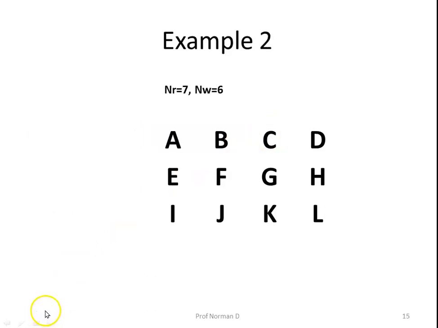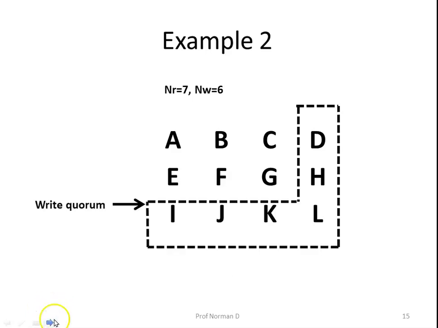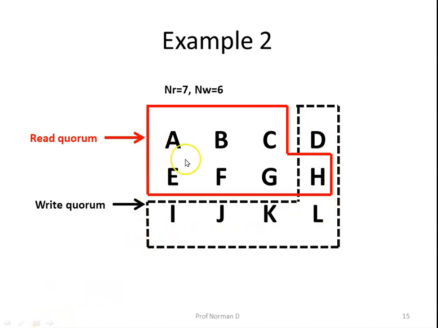A similar example over here. Now the read quorum is 7 and the write quorum is 6. Here the write is done across all these servers, and when a read is to be performed, it will take at least one server from the write quorum. So based upon the version number, it will get to know which is the latest updated file.